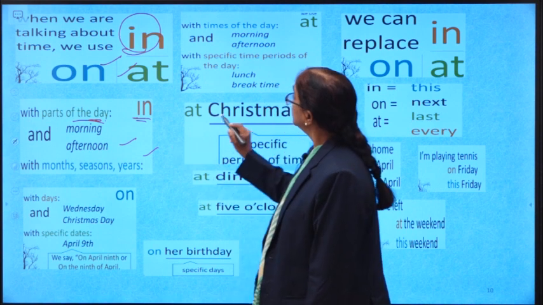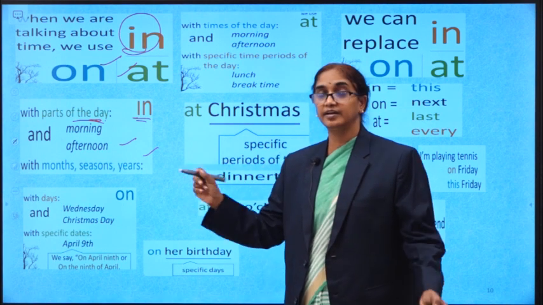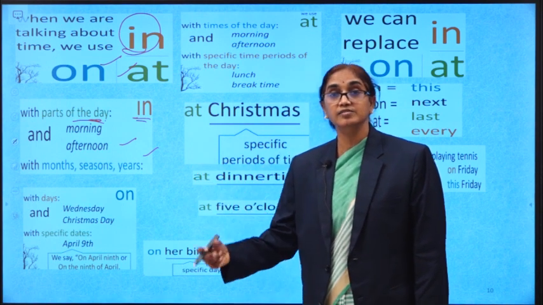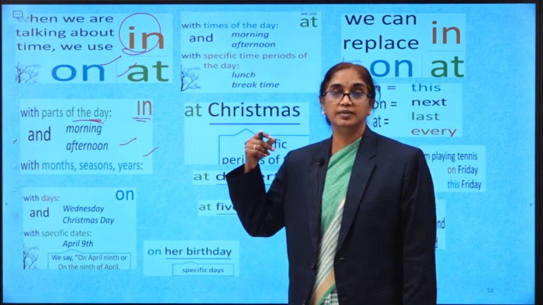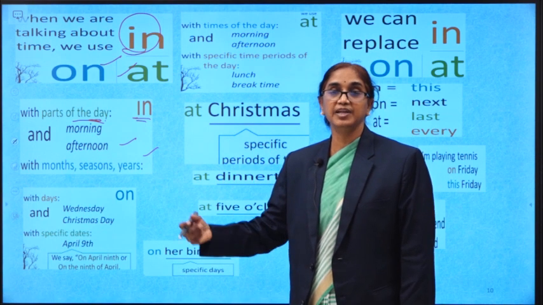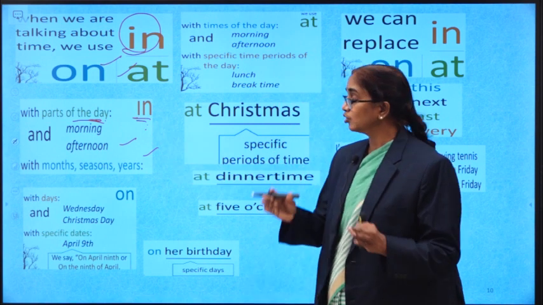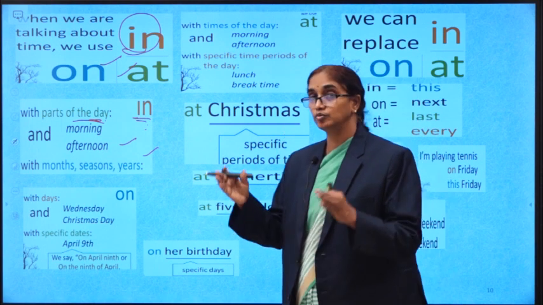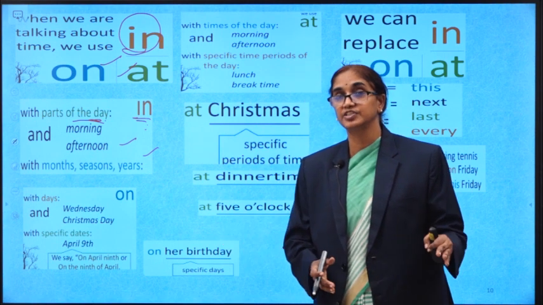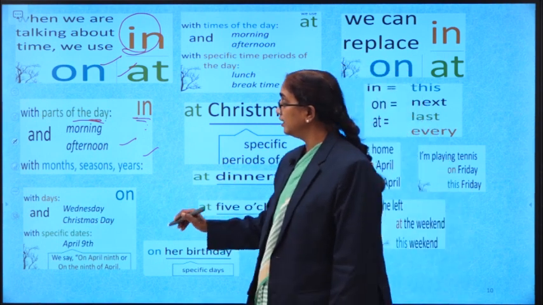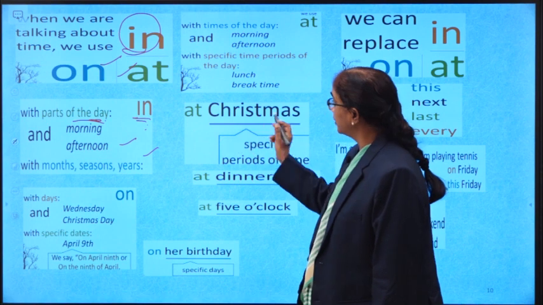You can use in to talk about specific or general time. I will meet you in an hour's time. I will meet you in 2 days' time. I will meet you in a year after I complete my graduation. This is how we use in. We can use it to refer to days, time zones, time of the day, time of the season, time of the year, and so on. And what about at? Sorry, before we go to at.